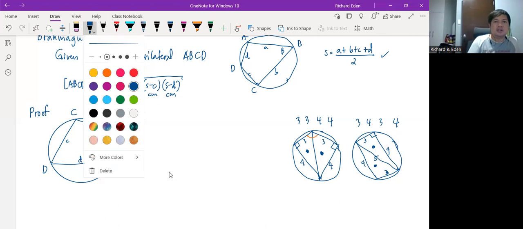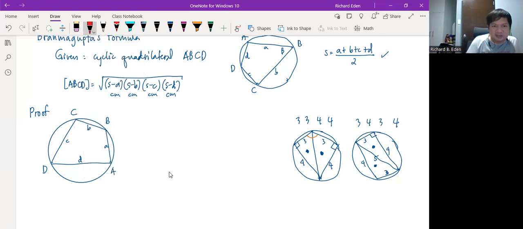Now, here's what I'm going to do. I'm going to extend BC and AD to meet at point E. Okay. Extend BC and AD to meet.